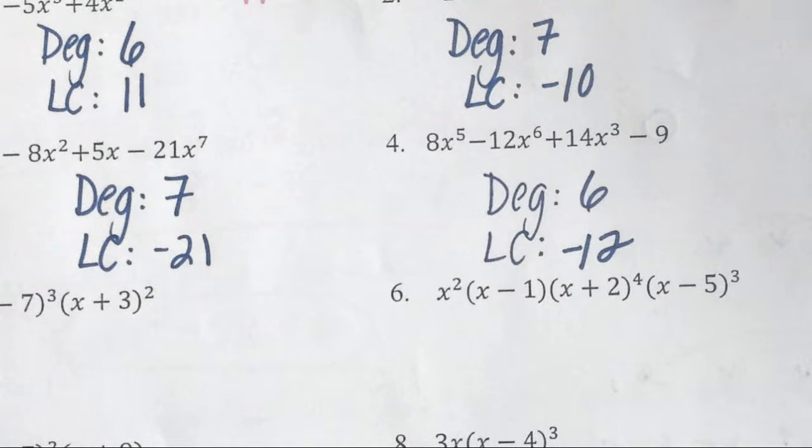Okay, and then you're like, great, this is going great. And then you get to number 5 and you're like, uh-oh, they didn't already work it out for me. Oh crap. Okay, before we go there, let's talk a little bit about what that degree means.